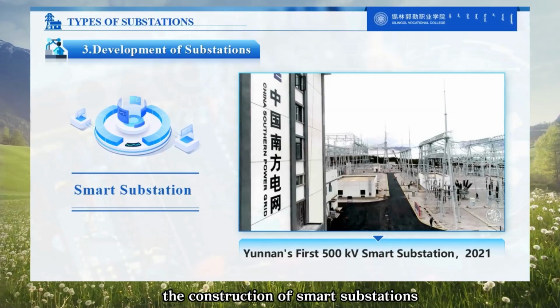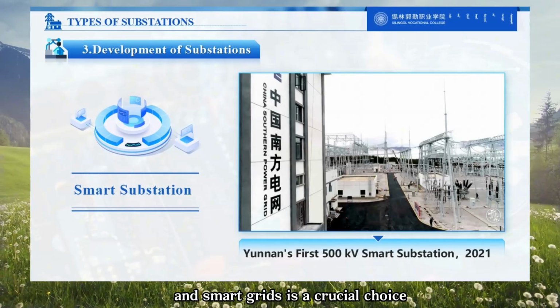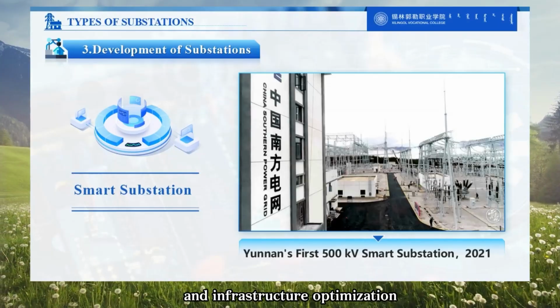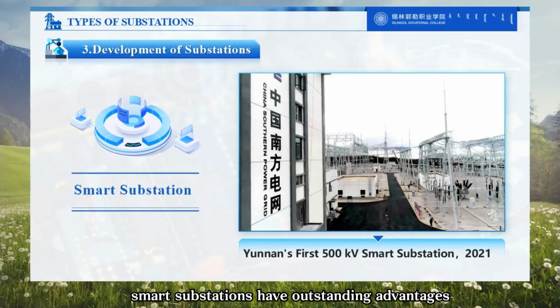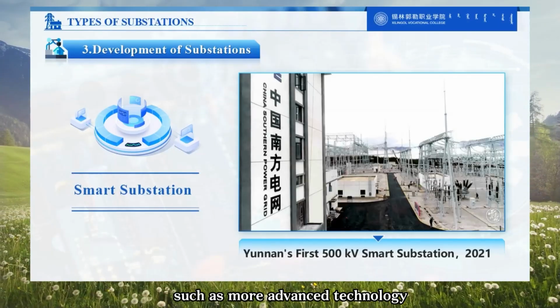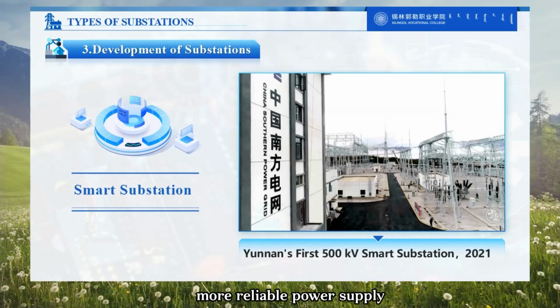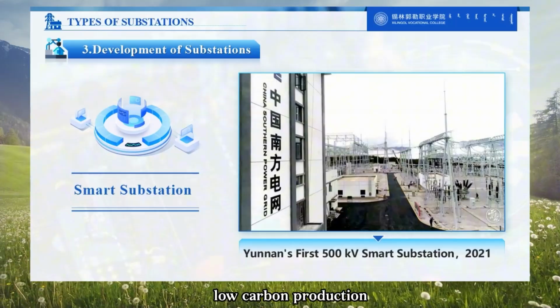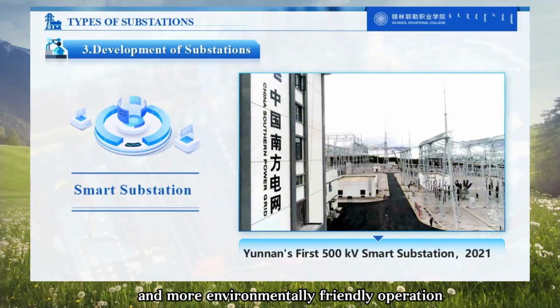The construction of smart substations and smart grids is a crucial choice in the global energy sector for technological development and infrastructure optimization. Smart substations have outstanding advantages such as more advanced technology, more reliable power supply, more integrated equipment, low-carbon production, and more environmentally friendly operation.